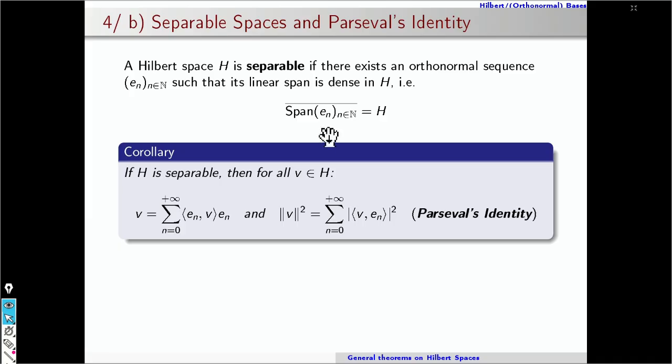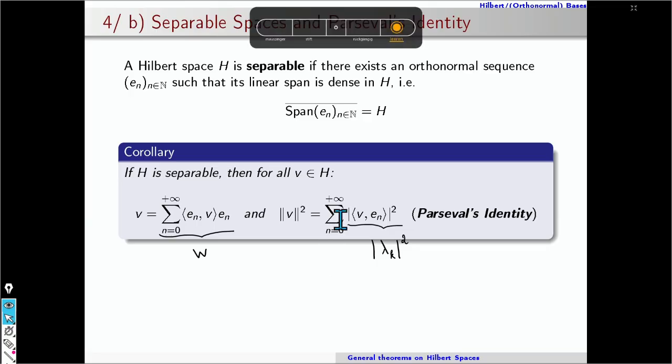Now, if the family generates a vector space that is dense in H, the family is said to be total, and if H admits a total family that is countable, then it is separable. In that case, V is equal to what we had denoted W, and the norm squared of V is the norm squared of W, so the sum of lambda k squared. So here the modulus is not necessary, it's just for the complex case. So, proof.